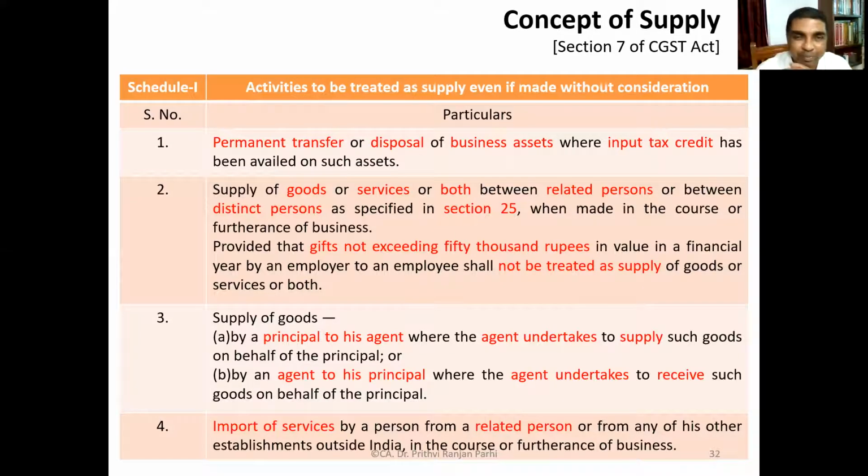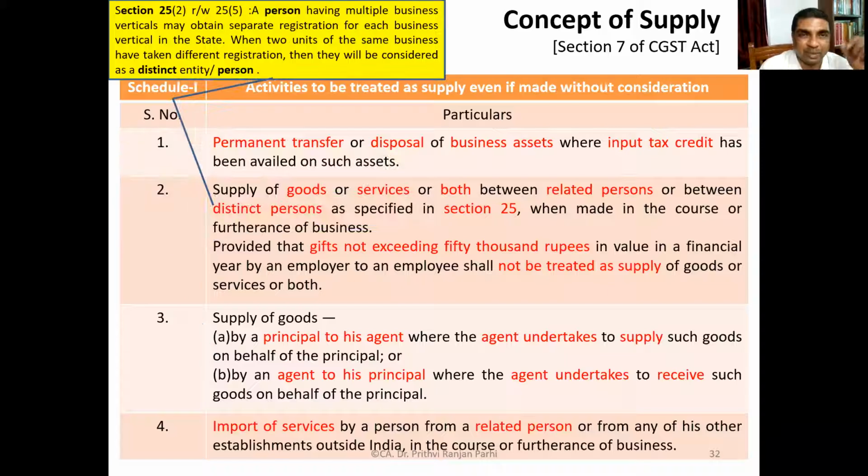Point 2. The second point talks about supply of goods and services or both between related persons or between distinct persons. Now you might be thinking, related persons you have discussed earlier, various definitions of related persons you have discussed. Now, what is a distinct person? Who is a distinct person? You can have a look at your screen. The concept of distinct person is discussed in section 25(2), but you have to read it along with section 25(5).